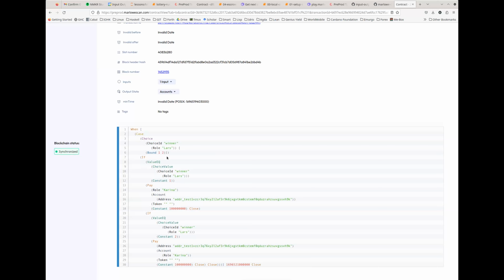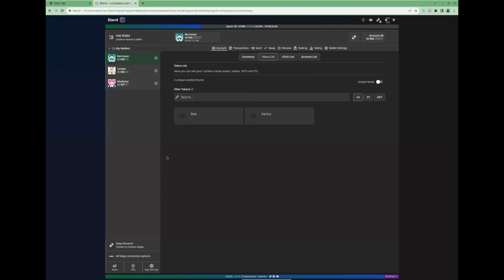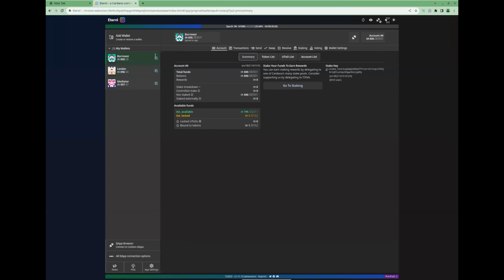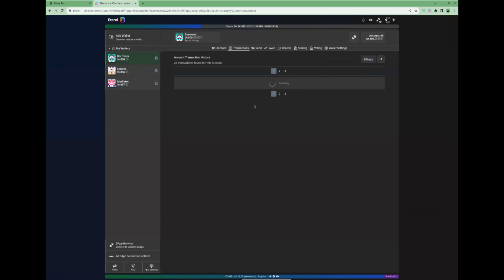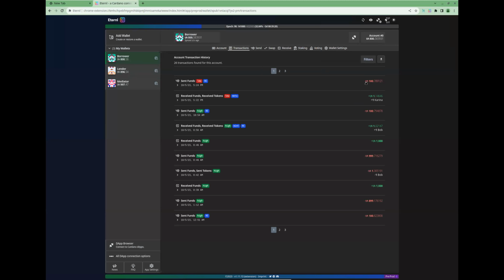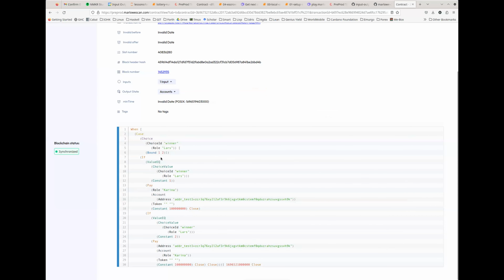Okay. And we can also check here, the borrower should now have 800. I think it started with 900. And so now 100 are gone. We look in the transaction list here in the wallet. So this last one is the one I just did in Karina's name. So I sent 100 to the contract. So now the next step, if you recall, is I have to make the choice who wins.